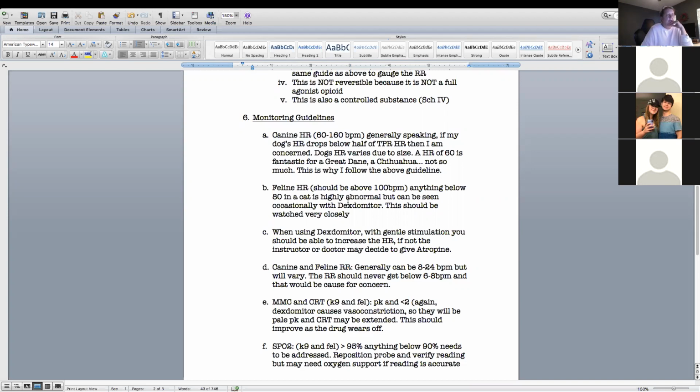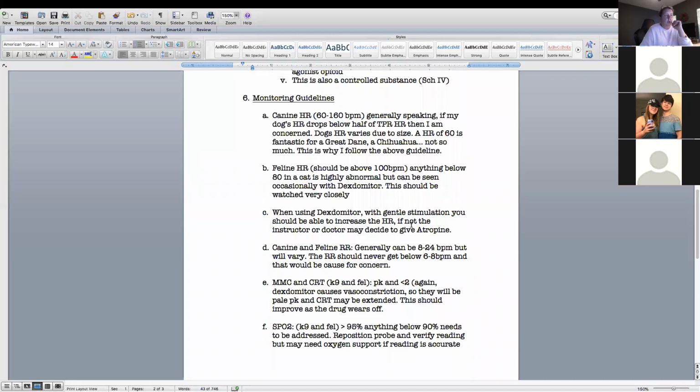So for the heart rate, 100 is kind of my cutoff. Anything below 80 really needs to be watched closely. With dexdomitor, you can have heart rates in cats that get to 80, but you're going to want to watch close. You're probably going to end up giving atropine. But I have a note here: when using dexdomitor with gentle stimulation, you should be able to bring up the heart rate. If you don't, you check with Mrs. Long or you check with the doctors and say, do we want to treat this with atropine?